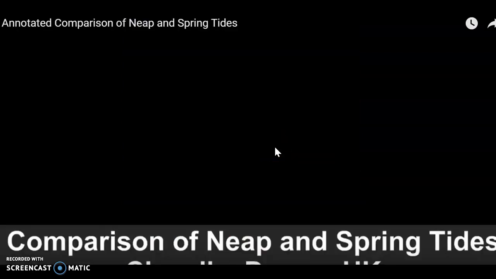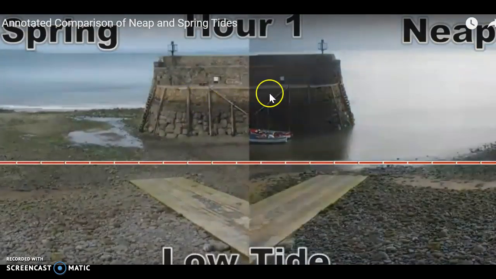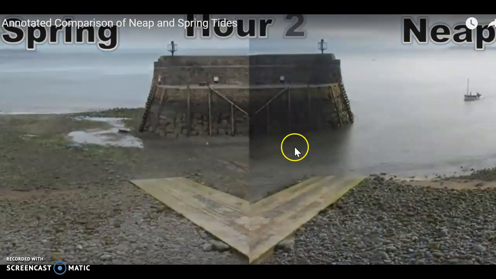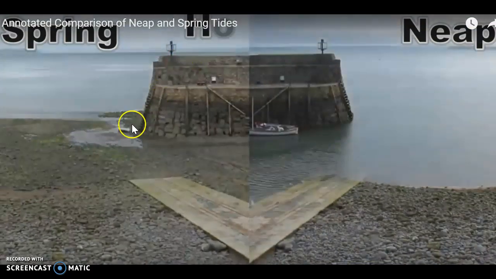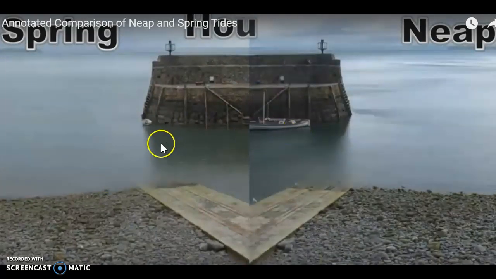Okay, guys, so we just took some notes on the high and low tides, and we're talking about spring and neap tides. So this is a really neat side-by-side comparison of spring and neap tides on a coast in the UK. So we're going to play this. There's no audio, so I'm going to be talking you guys through it. So here you can see this looks like a pier of some sort. There's some boats. So the tide, obviously the high tide is coming in on both.